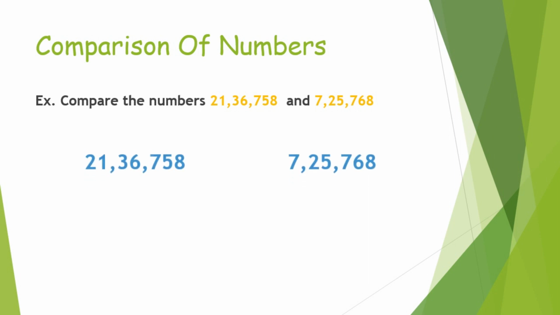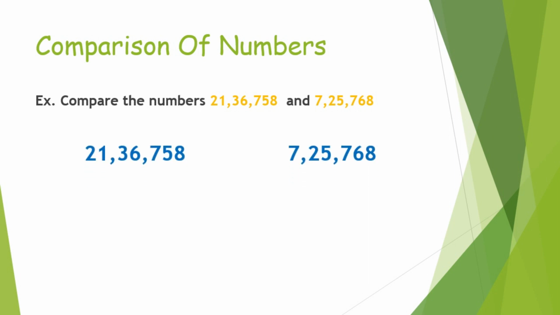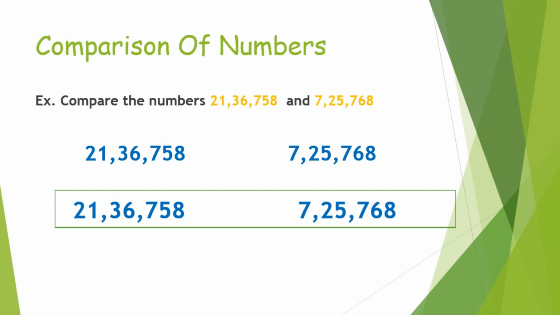Next example. Here again we'll count the number of digits. In the number 21,36,758, how many digits are there? 7 digits in the first number and 6 digits in the second number. 7 is greater than 6. So the first number 21,36,758 is greater than 7,25,768.